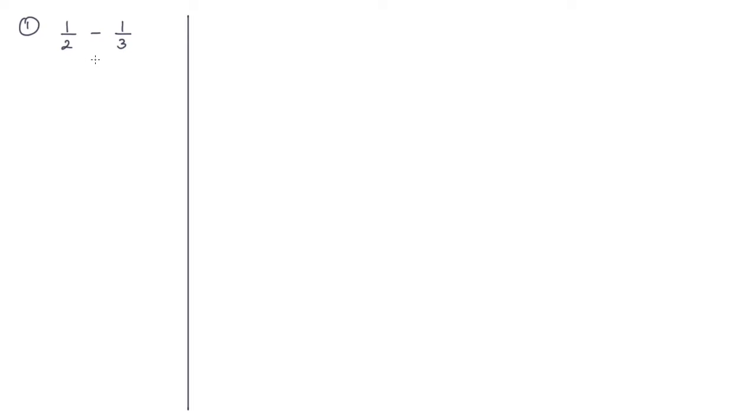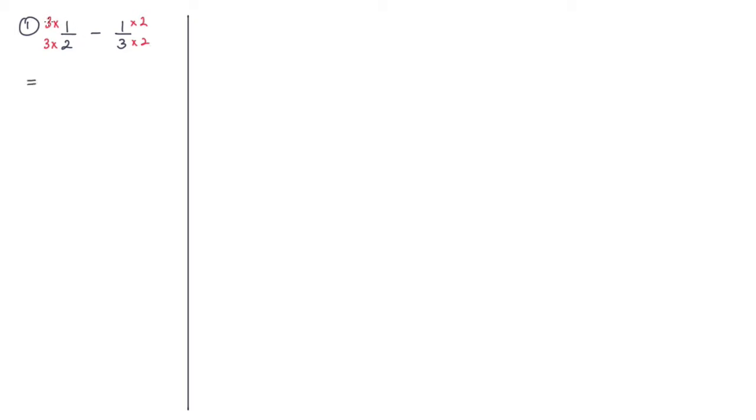Now, the easiest way to get that is to multiply the first fraction by the second denominator, and the second fraction by the first denominator. Now let's have a look at how we do that. So we're going to multiply the numerator and denominator by 3. And for the second one here, we're multiplying by this denominator here, which is 2. So multiply by 2 and multiply by 2.